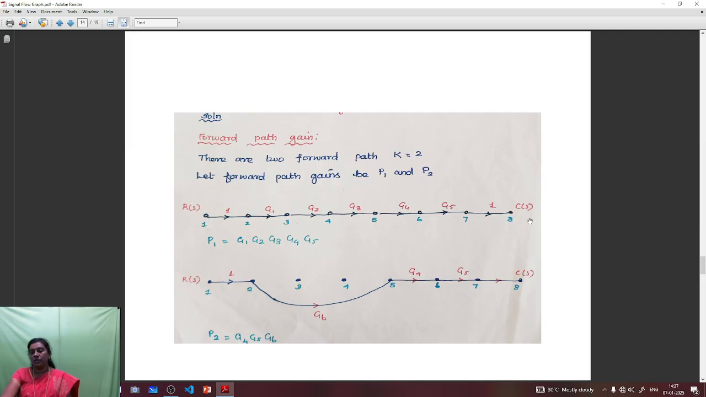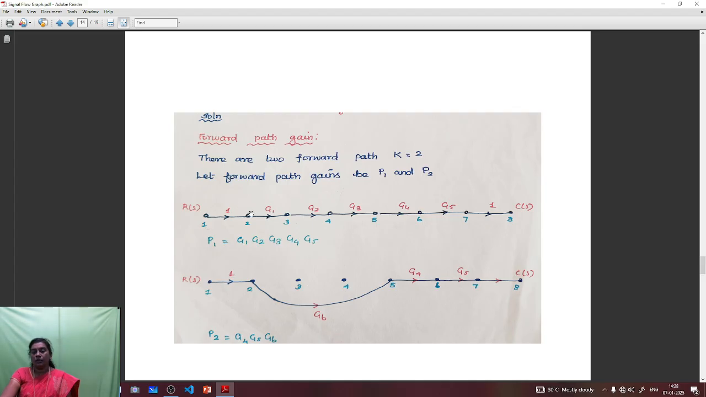By seeing this graph, you can clearly understand the system is having only 2 forward paths. So first we are going to find out the gain of the first forward path. For this forward path we are having gain like this. Here for this branch the gain is 1. For this branch the gain is G1. For this G2, G3 and G4, and finally we are having G5, and for the output branch the gain is 1.